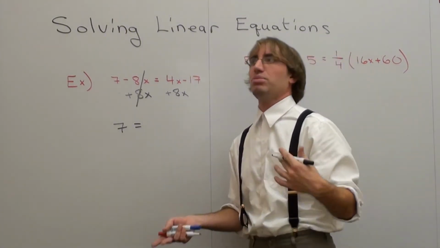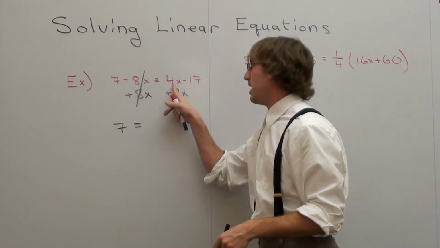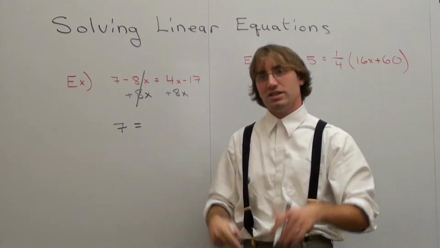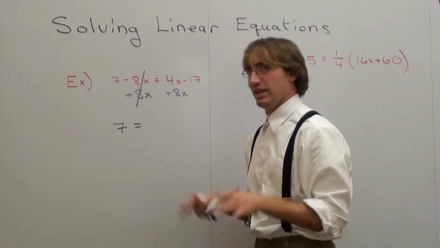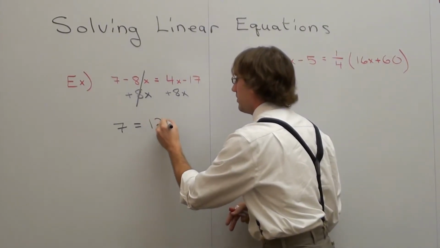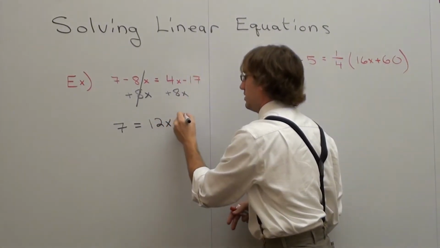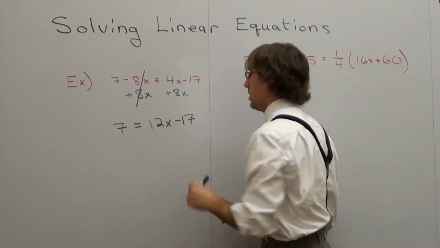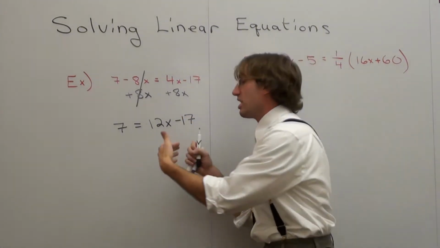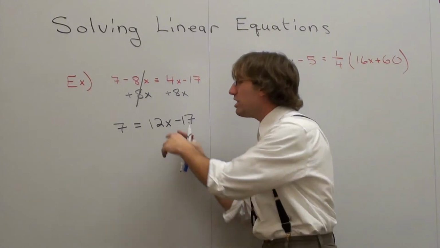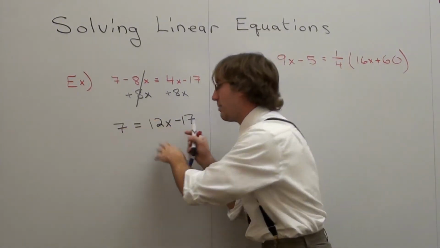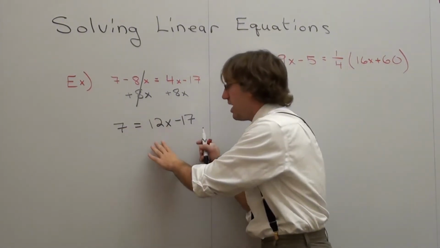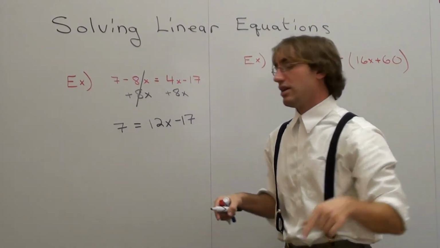And here's my simple logic for it. 4x men plus 8x men is 12x men. That's it. Subtract 17. Now, I've got everything with a variable on one side. I don't need to move the 12x back over there. I'm just going to leave it on the right side. It's fine. I want everything without an x on the other side.